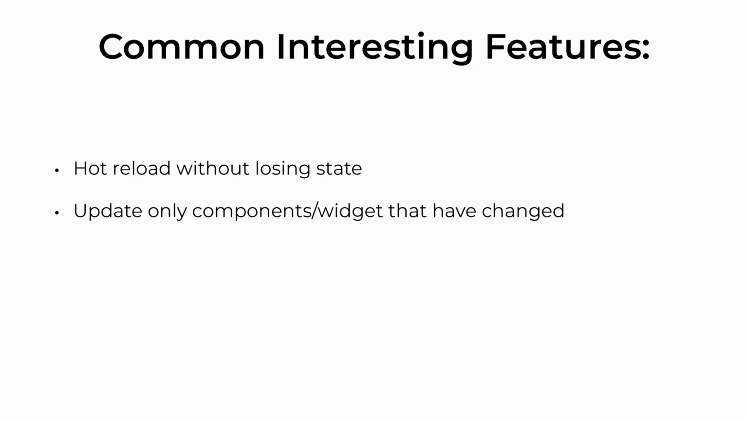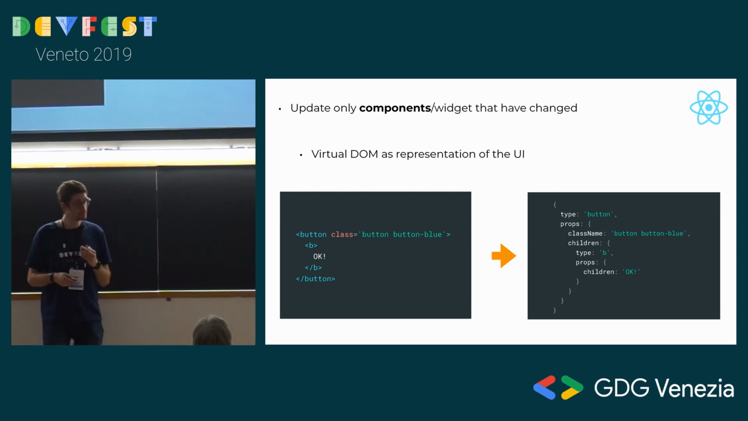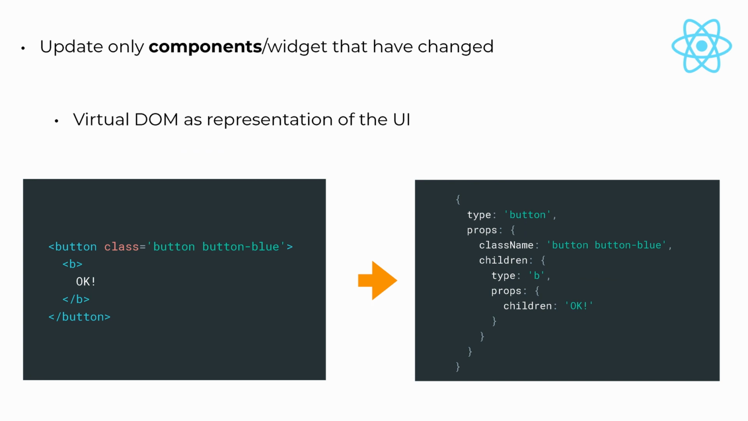Okay, another interesting feature, and this feature is the core of the declarative pattern, is the fact that only the components of the widget that have really changed are updated. And this is possible by maintaining a virtual representation of the UI and then updating it accordingly. So, for example, in React Native, there is a virtual DOM. For this component, which is a web one but is the same in React Native, a tree like this is generated, and it's a simple JSON.